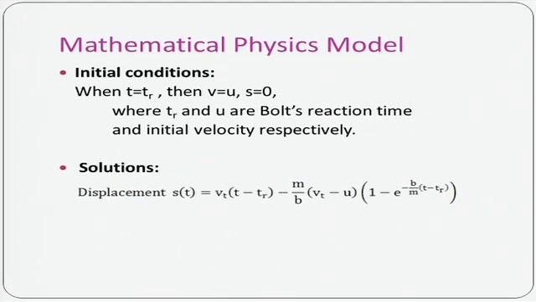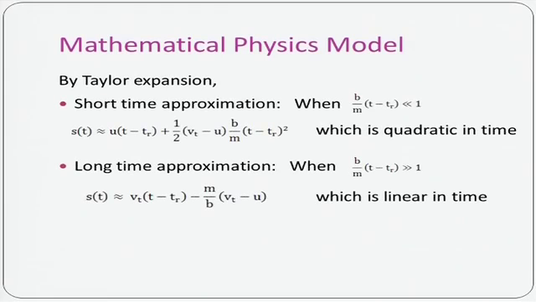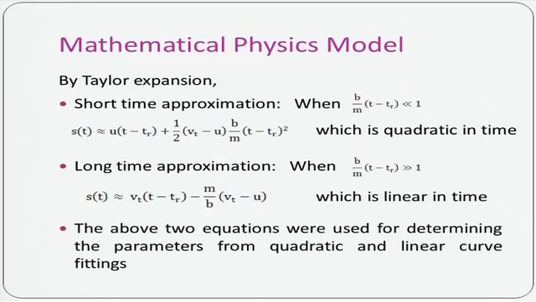With the initial conditions, we can derive the solutions of velocity and displacement in terms of time, in which Vt is the terminal velocity that fits our model. Using Taylor expansion, we can express the solution of displacement in short time and long time approximation, so that we can find the parameters separately using quadratic and linear curve fitting.